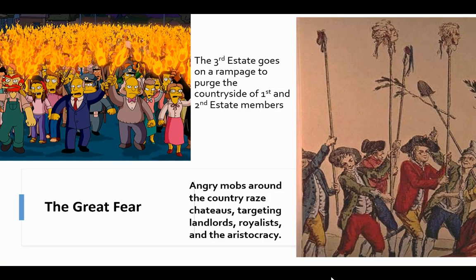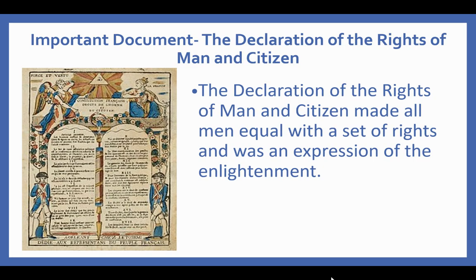The Third Estate goes on a rampage. They begin not only to purge the countryside of the First and Second Estate members, but also go through there and burn the papers and the contracts that tie them to the land. The Third Estate's getting pretty violent here. But the work of the National Assembly did lead to an enlightened change. So this is an important document. This is something you need to write down.